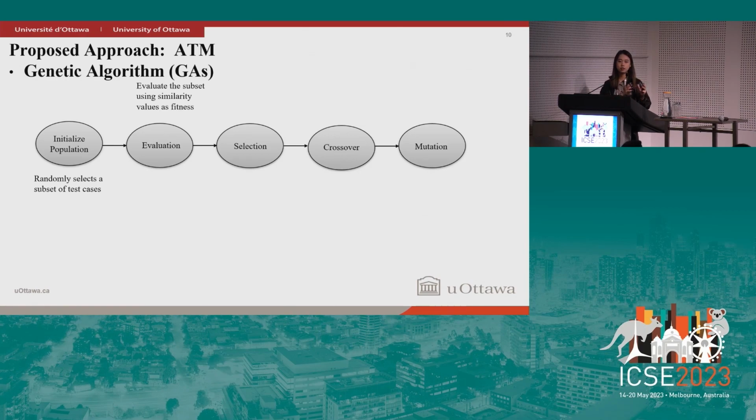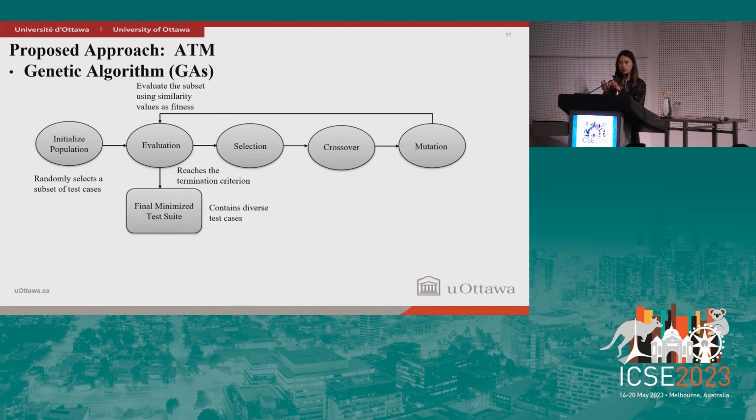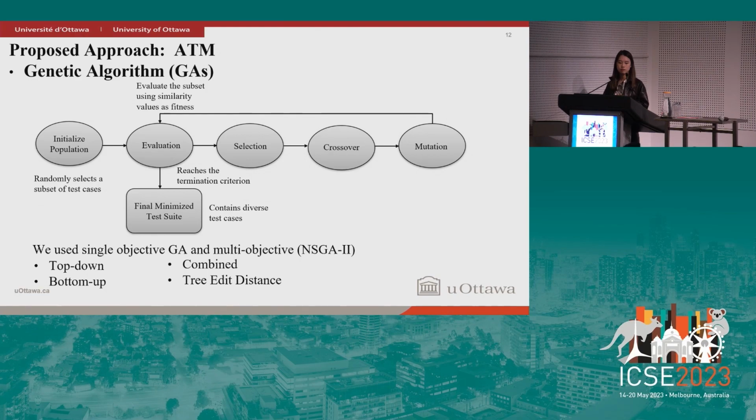So after getting all these similarity values, we applied the genetic algorithm. We first initialized the population by randomly selecting a subset of test cases, and we evaluate the subset using the similarity value as fitness. After that, we do the selection, crossover, mutation, and this process iterates until it reaches the termination criteria. And finally, we have the minimized test suite, which contains the diverse test cases.